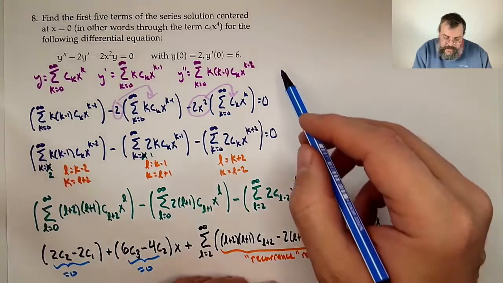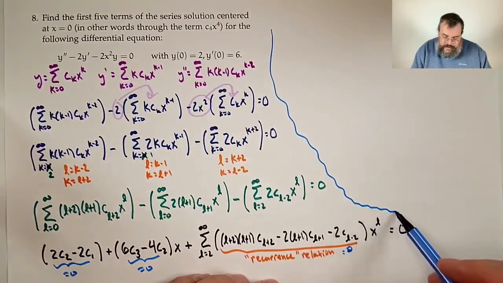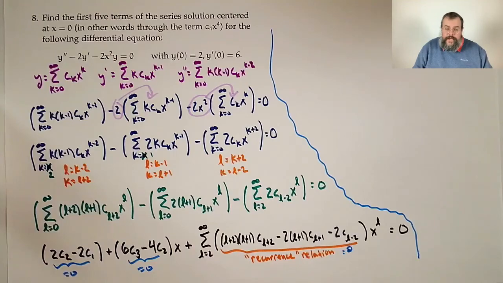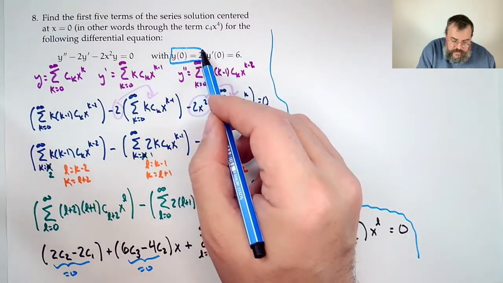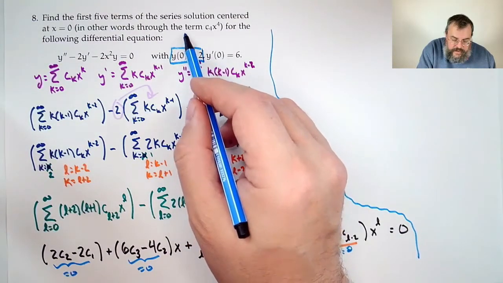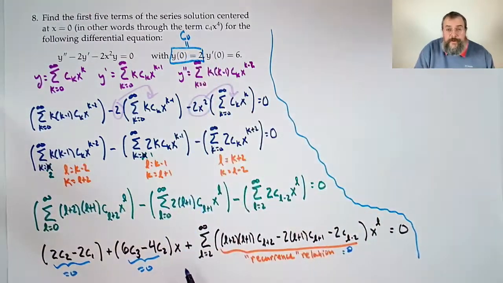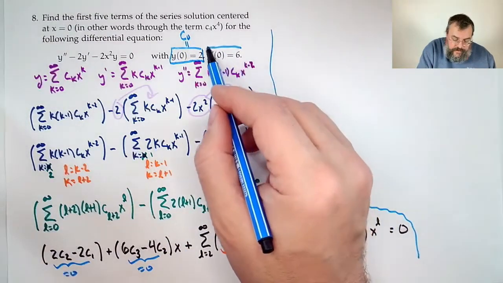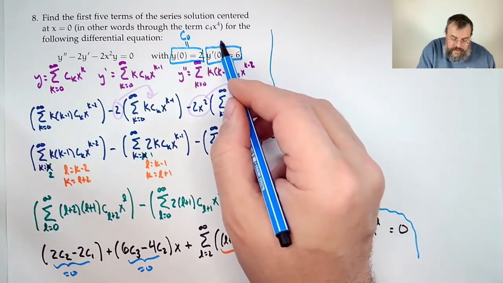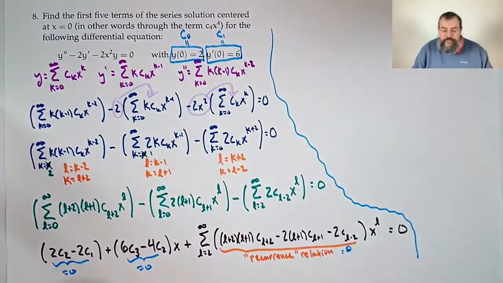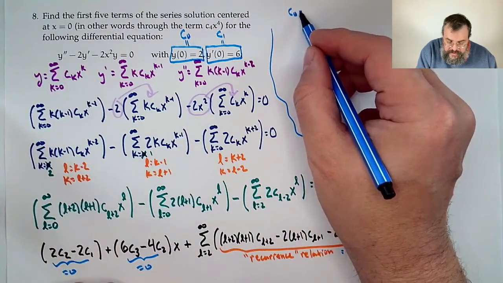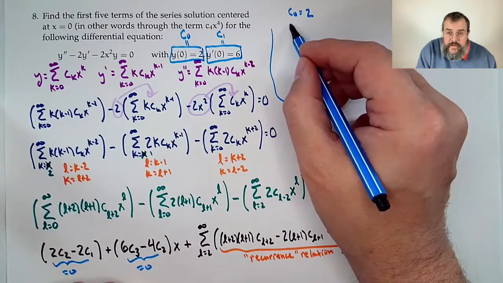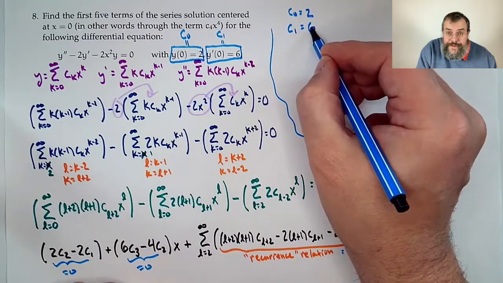All right. So here we go. Well, actually, before we do that, let's see what we have. Y of 0 equals 2. Well, the y of 0 is C0. Y prime of 0 equals 6. Well, that really is C1. So we can start making a list. C0 equals 2. C1 equals 6.